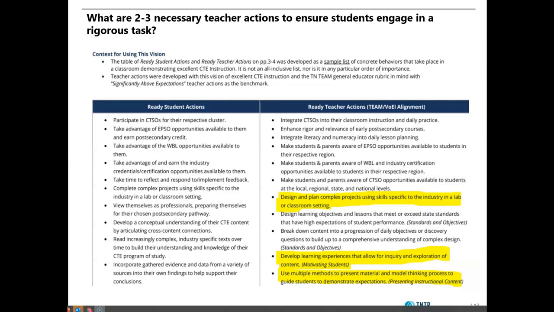The final one that I've highlighted is the actual instruction in advance of or during the task, and using those multiple methods to present the material and model thinking processes that demonstrate what the task expects students to do. So designing the task, developing it, and actually teaching the content are the three that jumped out to me as necessary to ensure students engage in a rigorous task.